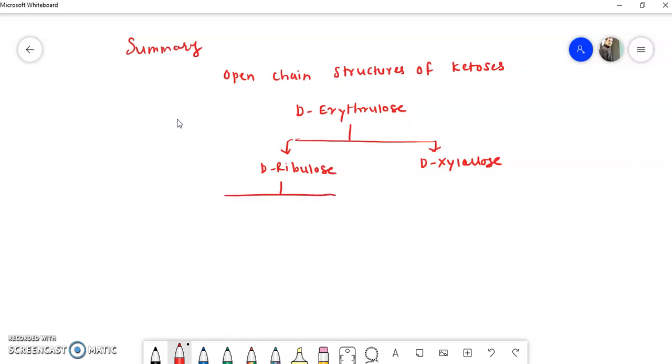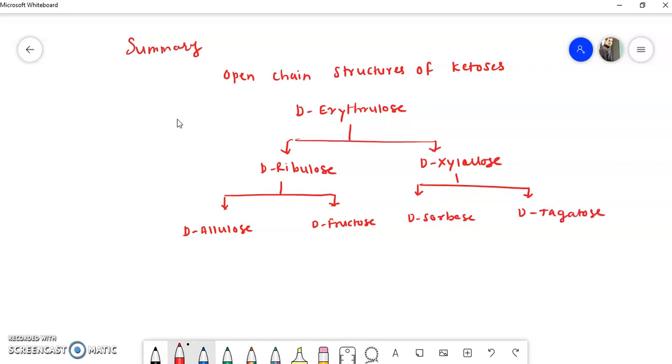From D-ribulose, we have drawn two more structures. The names were D-allulose and D-fructose. Again, from D-xylulose, we have drawn the two structures, that is D-sorbose and D-tagatose here.